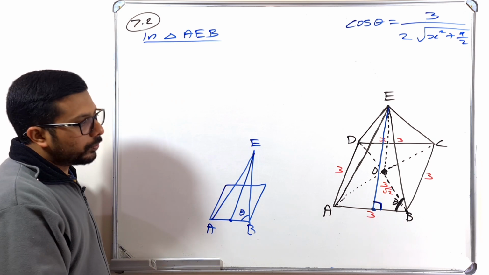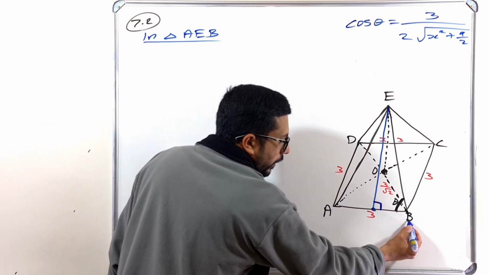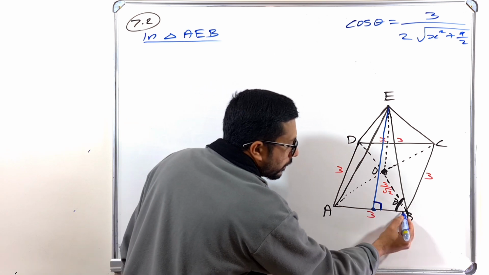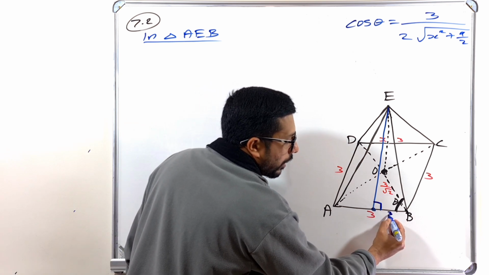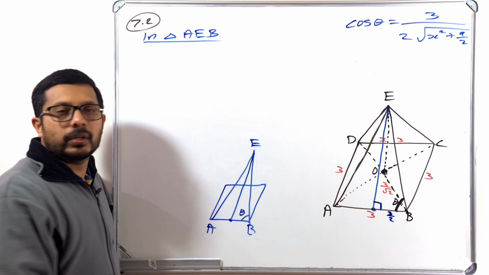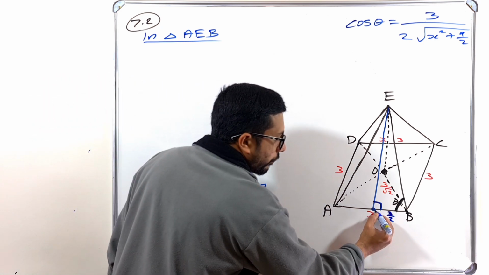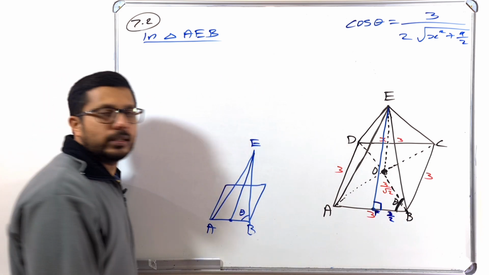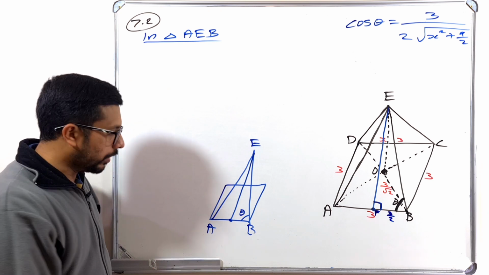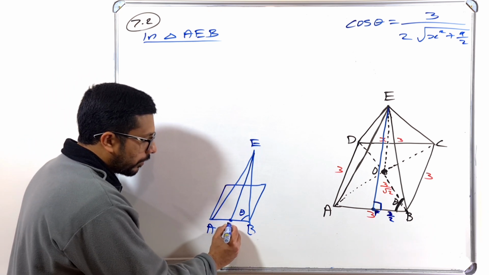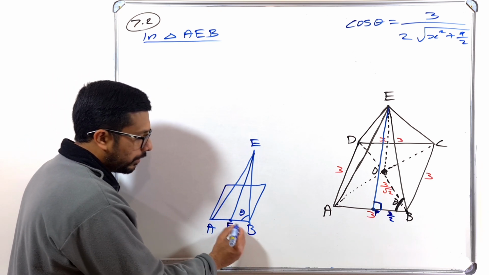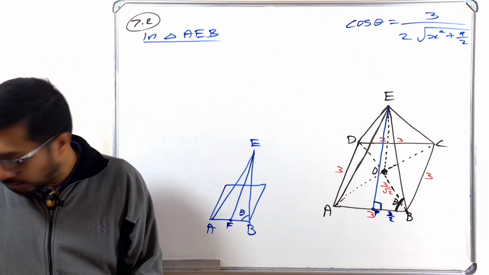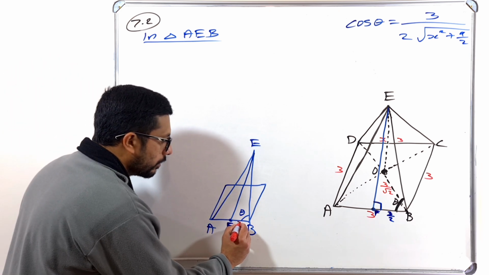Okay, now this total length AB is 3. So what about this length? It's half of that one, that is 3 over 2. Let me call this point F. So what is this FB? It is 3 over 2. Okay, so this is our F. This is B, and what is this length? FB, 3 over 2. Okay, so this length is 3 over 2.